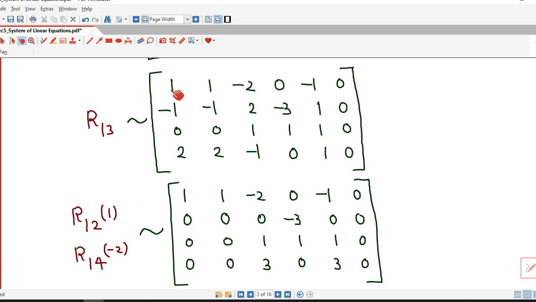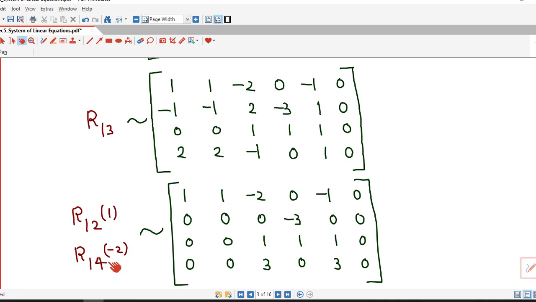Multiplying the first row by 1 and adding to the second row. That means we have to add the first and second row and write down the result in the second row. So 1 minus 1 which is 0, 1 minus 1 is 0, -2 plus 2 which is written here 0, 0 plus -3 which is -3, -1 plus 1 which is 0 and 0 plus 0, 0 here. The third row is written as it is.